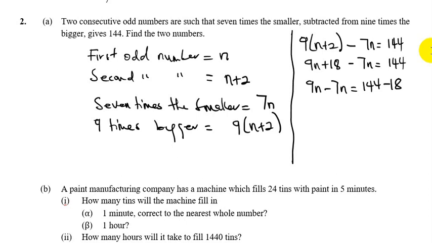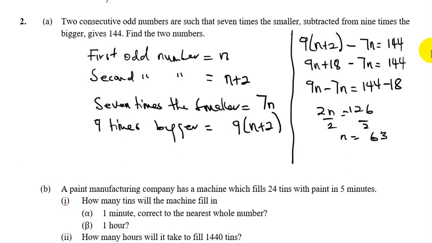I hope it is clear. So now 9n minus 7n will give us 2n, and 144 minus 18 is going to give us 126. Then we divide both sides by 2. We get n to be equal to 63.